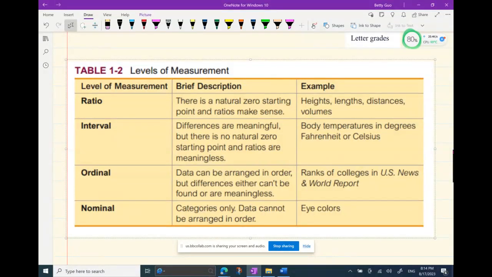Anyone can give examples about ordinal? Hello? Anyone can give examples about ordinal? What kind of data satisfy ordinal level of measurement?